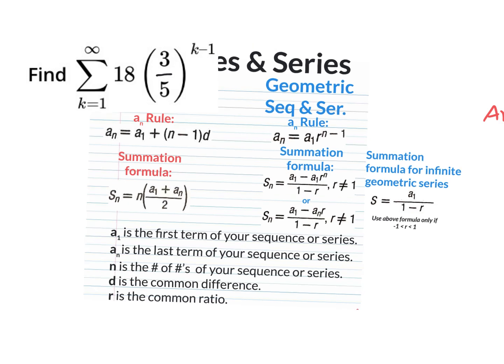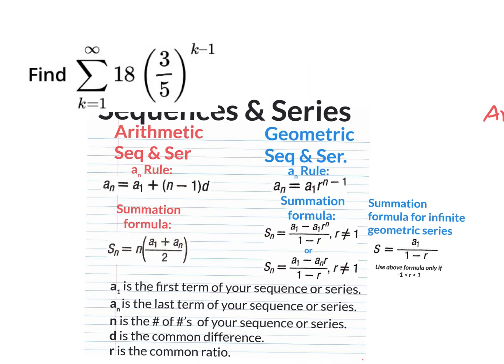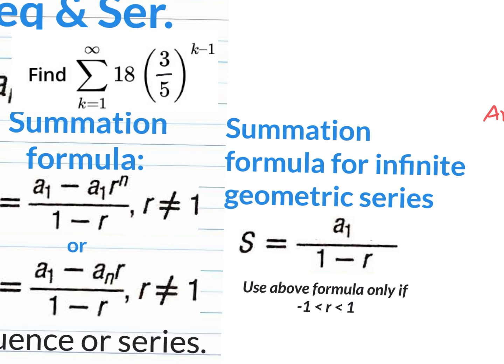So we have on our formulas right here the summation formulas for geometric, but this one on the side is a summation formula for an infinite geometric series. So this one's infinite. This is the one we're going to be using. It's very important that we recognize that you're going to use this formula only if your common ratio is between -1 and 1. What if r is greater than 1? Well, if r is greater than 1, the answer is simply going to be infinity.